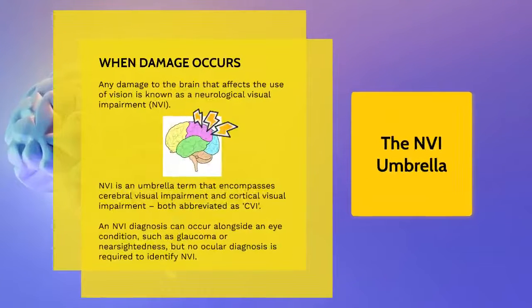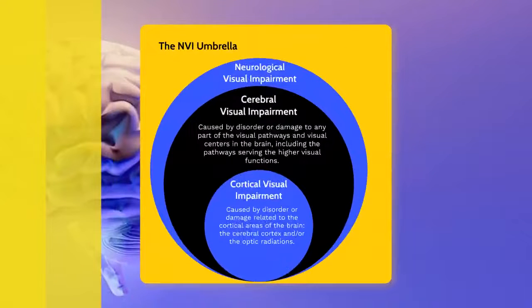But what happens when damage occurs? Any damage to the brain that affects the use of vision is known as a neurological visual impairment, or NVI. NVI is an umbrella term that encompasses cerebral visual impairment and cortical visual impairment, both abbreviated as CVI. An NVI diagnosis can occur alongside an eye condition, such as glaucoma or nearsightedness, but no ocular diagnosis is needed to identify an NVI.